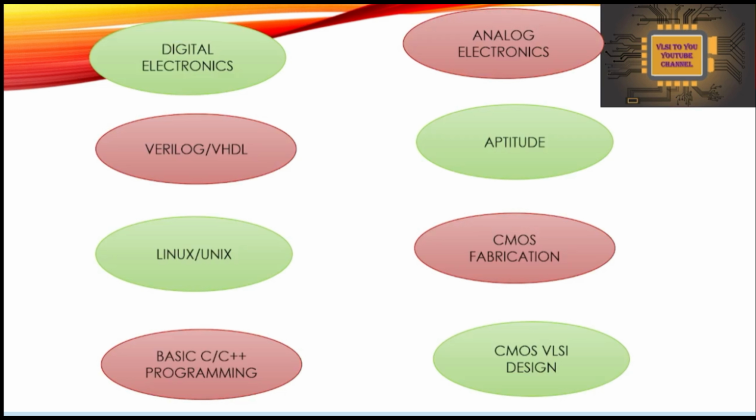So these are some of the basics that you learn at your engineering level, like digital electronics, Verilog basics, not the entire Verilog, not the advanced topics. You will have some basic topics in Verilog, and you will be working on some Linux or Unix tools, and you will know basic C and C++ programming, right? And analog electronics, like aptitude. That means when you are entering a written test, you already need it. So aptitude, and then CMOS fabrication, CMOS VLSI design.